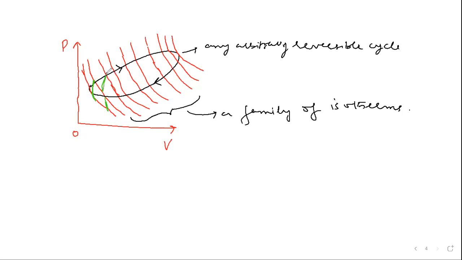This one, and this one. This one. Let me make it more color. I will use another color to make it clear. I will use this color. Blue is better. So this like this. I connect these isotherms by adiabatic paths.